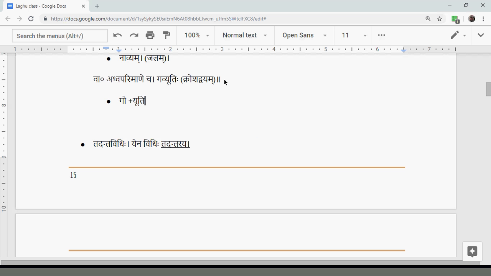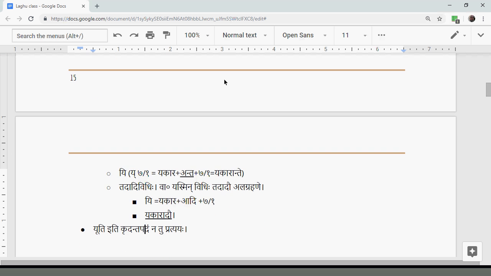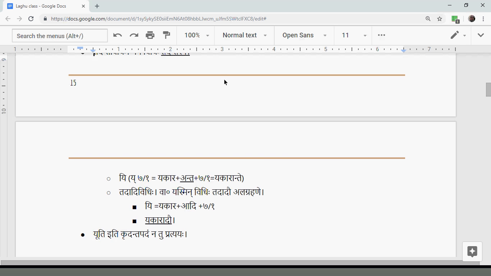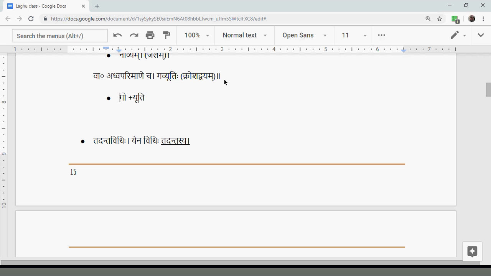Yuti is a tinanta pada, it is a krudanta pada, and tin pratyaya is added to u dhatu, and you get the yuti shabda. Yuti means what? It is mentioned further. So yuti iti krudanta padam na tu pratyaya, it is a krudanta pada, it is not a pratyaya. And when you are deriving go plus yuti, yuti is adhoparimana, as in it is giving a distance.